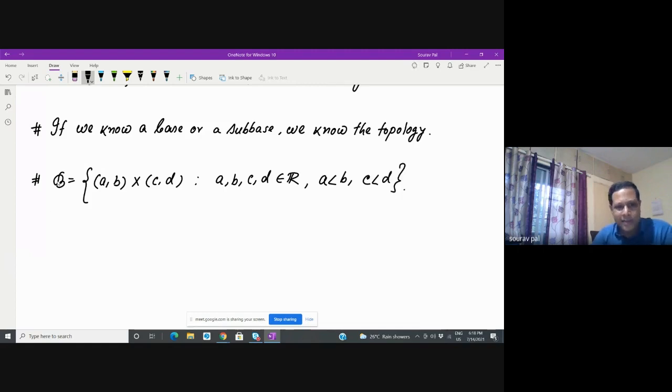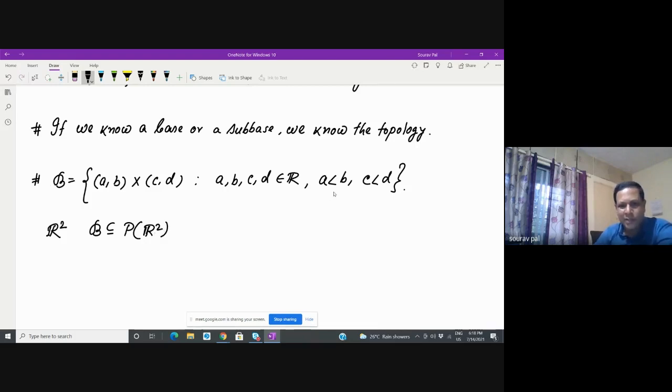If I declare this, of course, this is a subcollection of the power set of R2, right? So if we talk about the power set of R2, then this beta is a subcollection of that, undoubtedly. We know what is R2, right? The Cartesian product of two real lines.